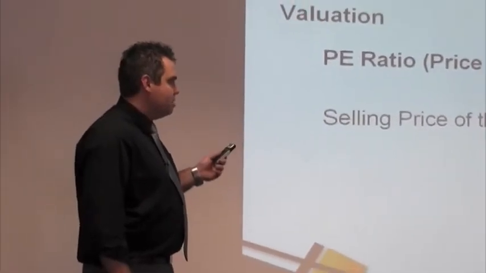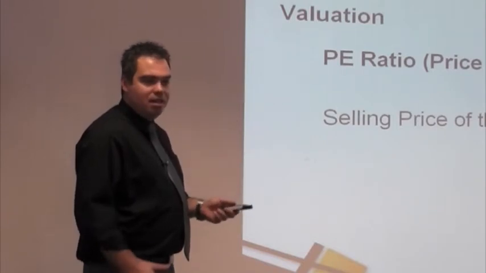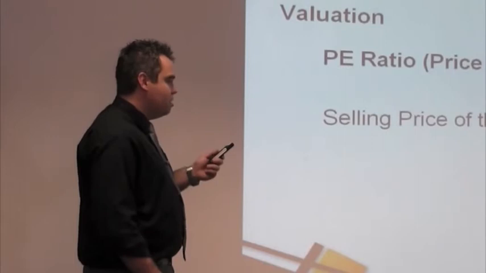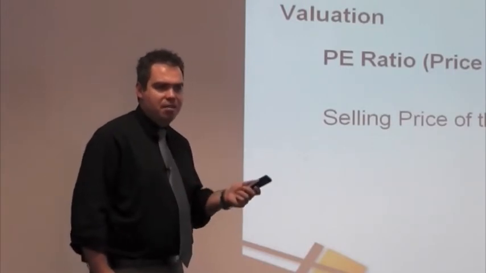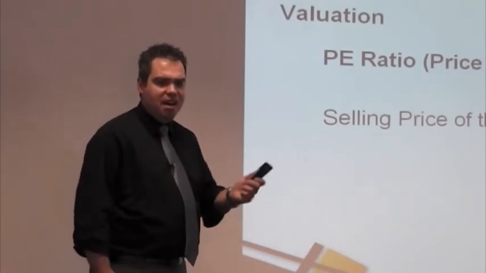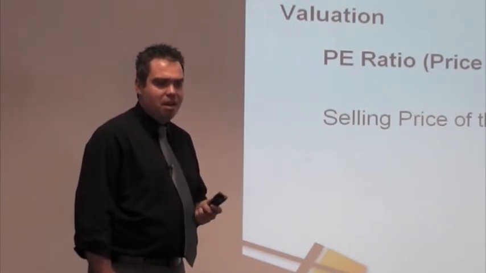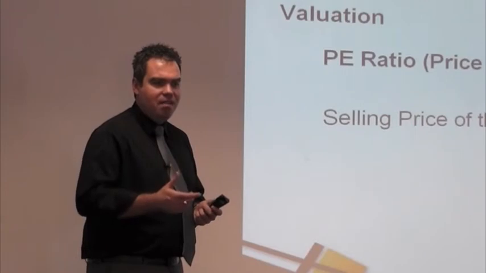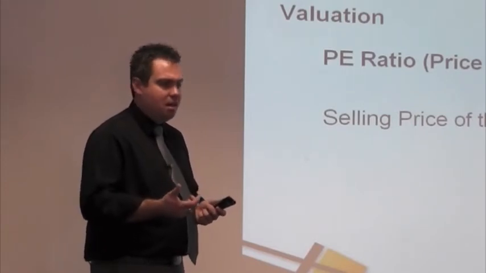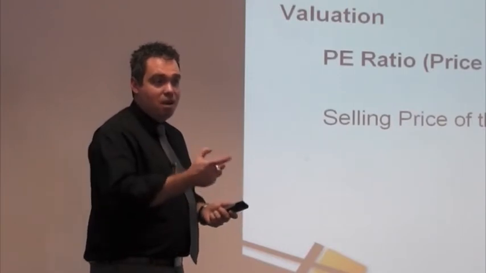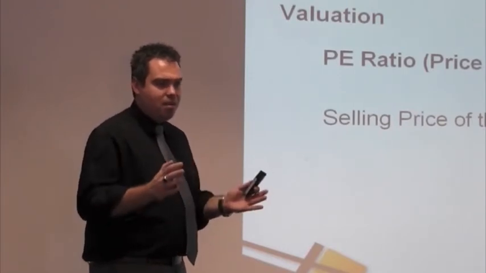Your PE ratio simply says, how long will it take you to get your share capital back using profits? So if I bought a share for 10 Rand and I get 5 Rand a year in dividends, how many years will it take me to get my money back? 10 divided by 5, 2 years, hey? If I bought a share for 10 Rand and I only get 1 Rand a year, how many years to get my money back?